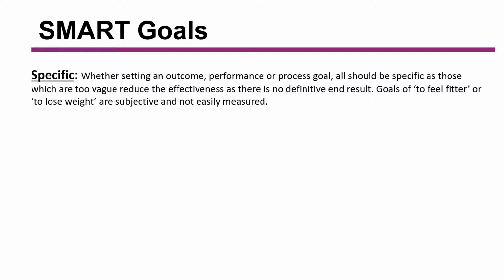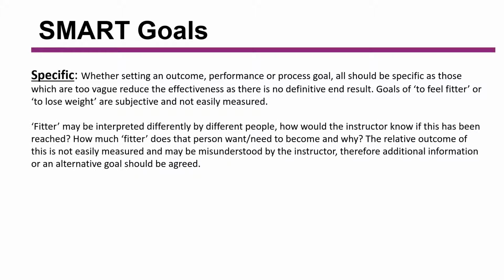So whether you're setting an outcome, performance or a process goal, all of them should be specific, because those which are too vague reduce the effectiveness as there's no definitive end result. Things like goals of to feel fitter or to lose weight are really subjective and they're not easily measured. Fitter may be interpreted differently by different people. So how would the instructor know if this has been reached? How much fitter does that person want or need to become, and why?